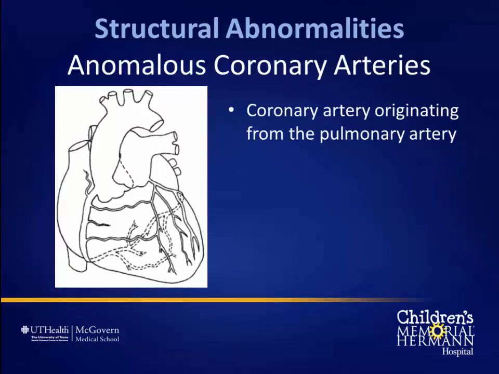Anomalous coronary arteries are another reason for pediatric chest pain. Normally, your coronary arteries come off your aorta, where red blood comes through, and go to your heart muscle.